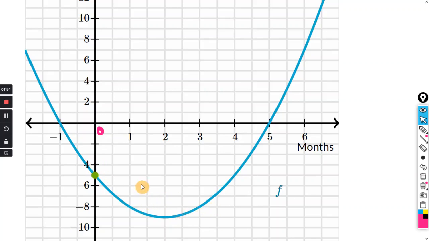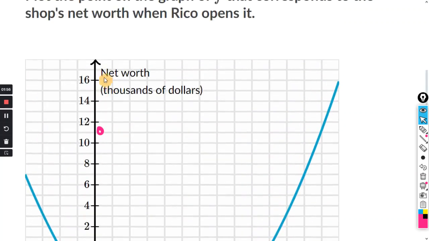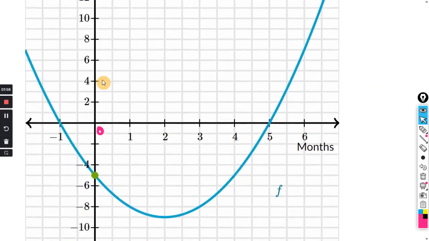Okay. So you see the y-axis is the net worth, how much money he has, and this is the net worth at 0 months. We don't need the exact number. They just said to plot the point on the graph when he first opens it at 0 months. So see how it lines up to the 0 on the x-axis.